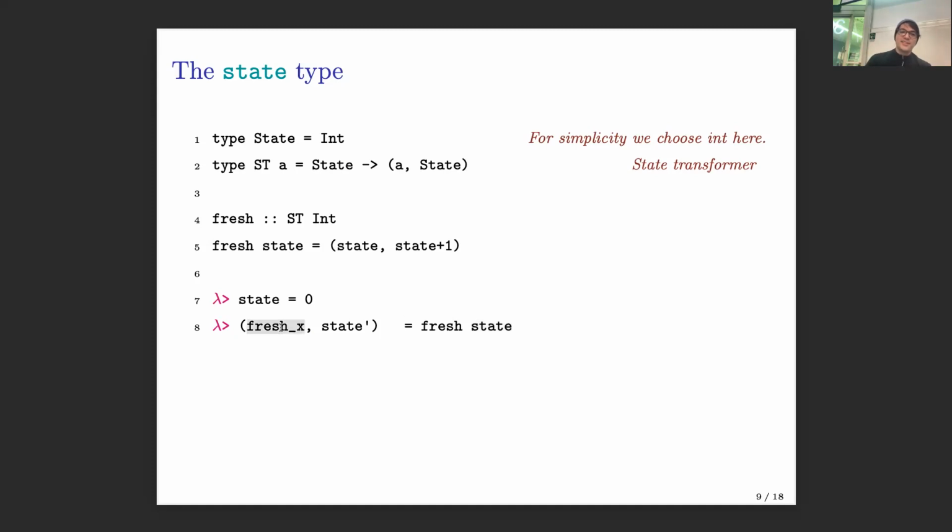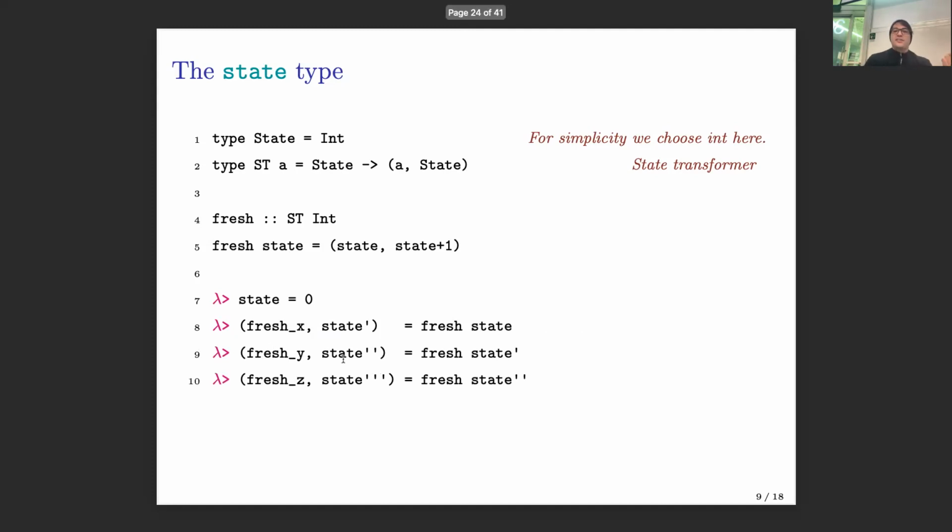So 0 goes into here, 1 goes into here. Then I say fresh of state prime. And so this is going to return 1 and 2. So 1 goes into here and 2 goes into there. Fresh of state double prime. Well, this is 1. So fresh of state double prime is going to return a tuple 2 and 3. So if we look at this, we indeed get 0, 1, and 2. And state triple prime is holding 3. Right? So this is how the state transformer can actually work in action.